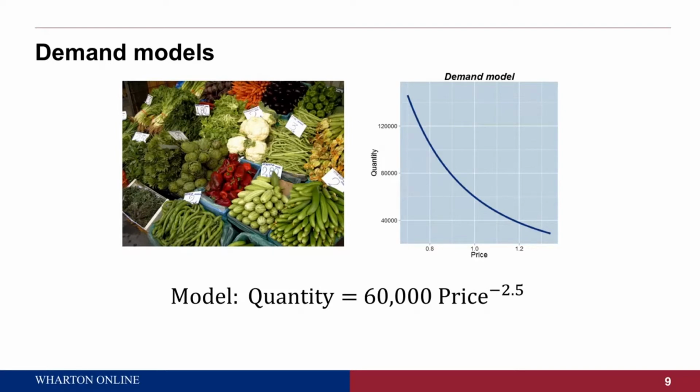Now, I'm using a different sort of mathematical function to capture this association, and the type of function that you're looking at here is called a power function. In terms of the model that we're using, we have that the quantity demanded is equal to some multiplicative constant, that's the 60,000, times the price to the power minus 2.5.